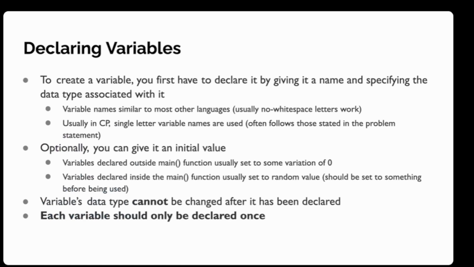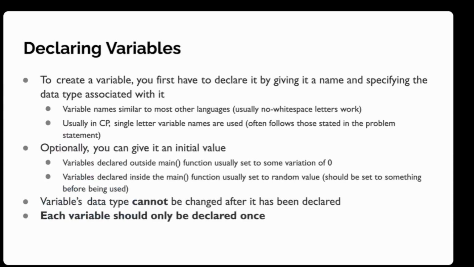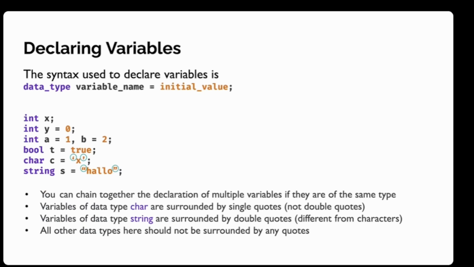It is optional for you to give it an initial value. As you can see here, when we declared the string, it was just string s. We didn't assign it a value at first. But if you really wanted to, you can put string s equals hello. Same with integers and etc. There's one more thing you should know: a variable's data type cannot be changed after it has been declared. So each variable must be declared only once, or else you will get a syntax error. So this is the syntax of data type, variable name, and if you want to, initial value.